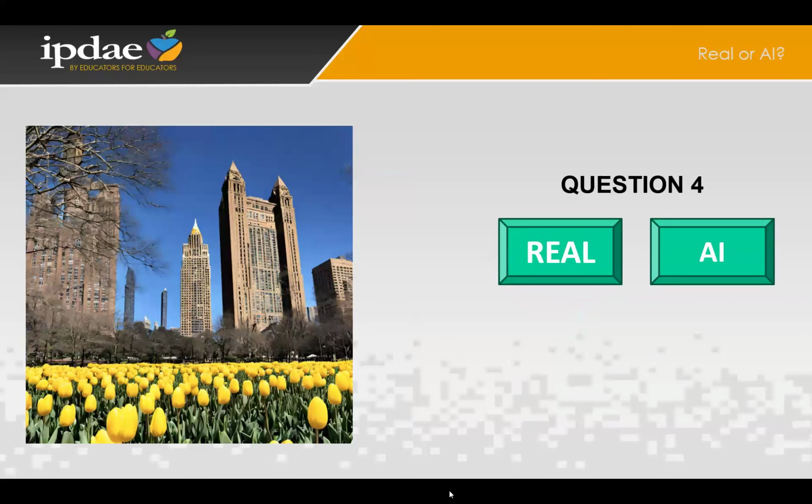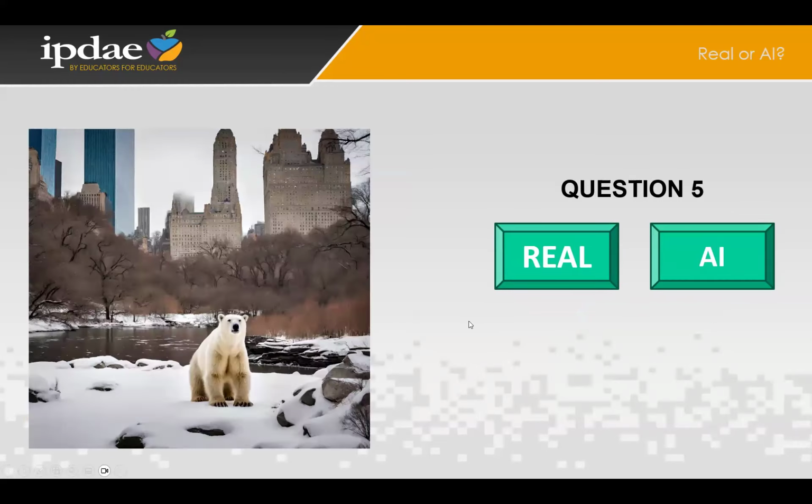All right, let's look at this one. This one is more of a landscape photo. What do you think? Is this AI or real? I'm seeing a lot of AI answers. Very good. This is an AI generated photo. There are no tulips in the city of Atlanta. Okay, how about this one? This one was taken in New York City.